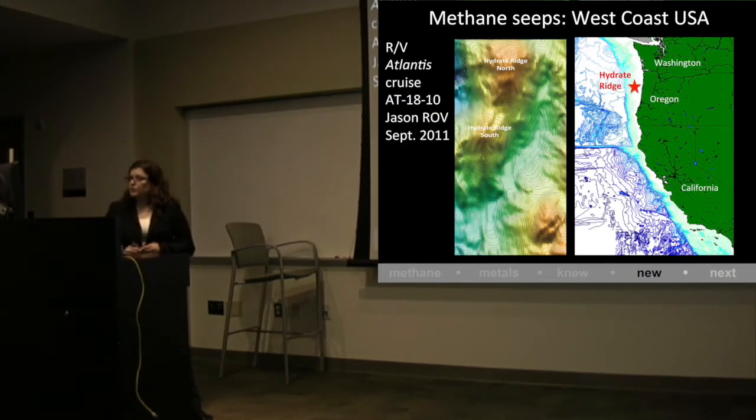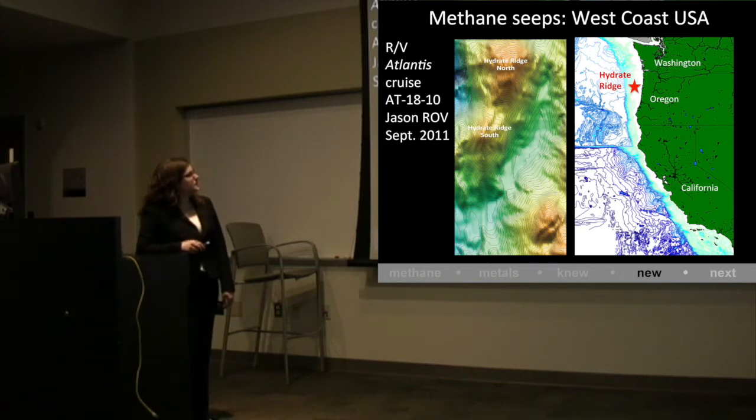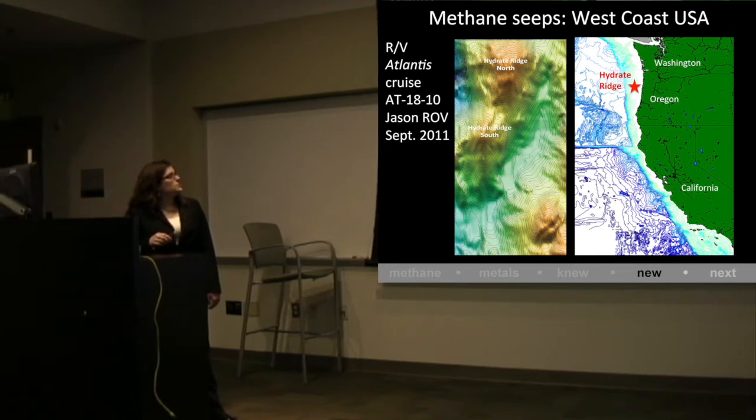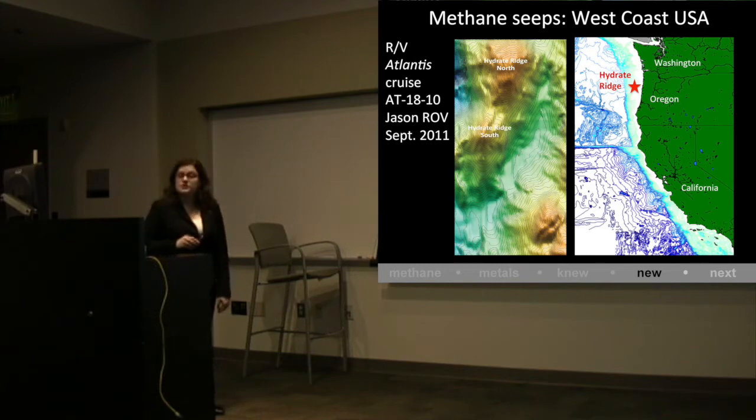To do this, I had the good fortune of being on a cruise with the Orphan Lab on the RV Atlantis, using the Jason ROV in 2011, and we looked at seeps at Hydrate Ridge off the coast of Oregon, fairly close to shore, at about 600 meters depth. This is showing a map of the system. You can see these enormous mountains. These are the carbonate formations that are really driven by the chemistry, the byproducts of these microorganisms.